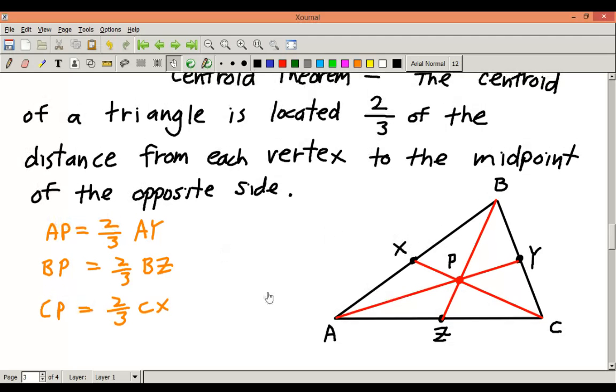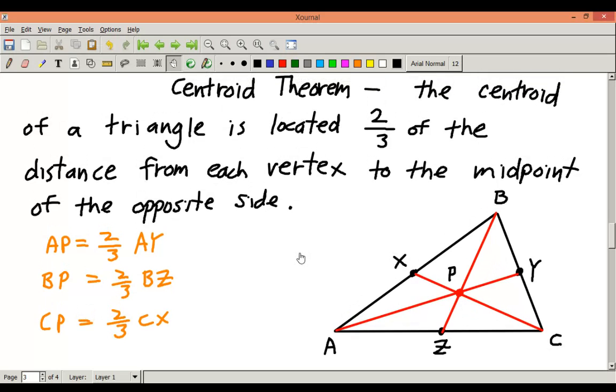So we write those relationships here off to the side. AP is 2/3 of AY. Likewise, BP is 2/3 the length of BZ. And for the third median, the length of segment CP is 2/3 of the length of segment CX. That's what the centroid theorem is telling you. So we just have to know how to use that. I'm going to give you a couple examples to put this into practice, and then hopefully that'll be enough that you can work on the assignment.